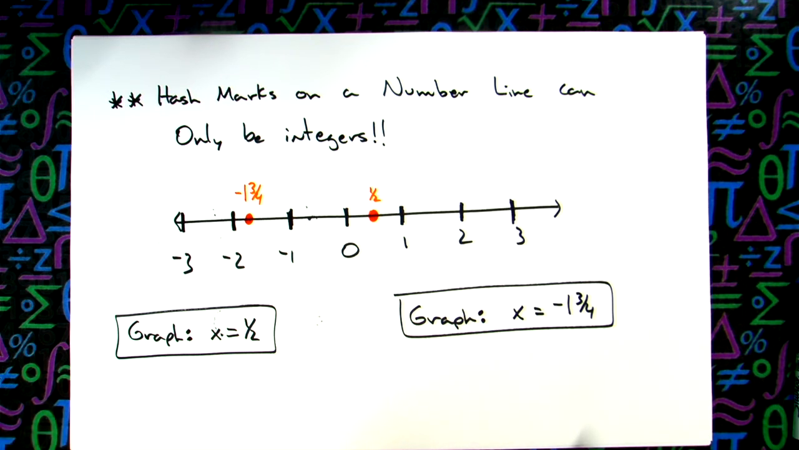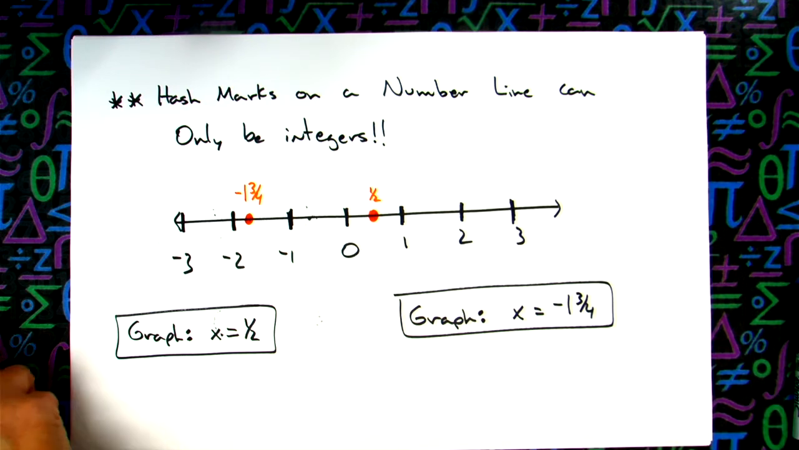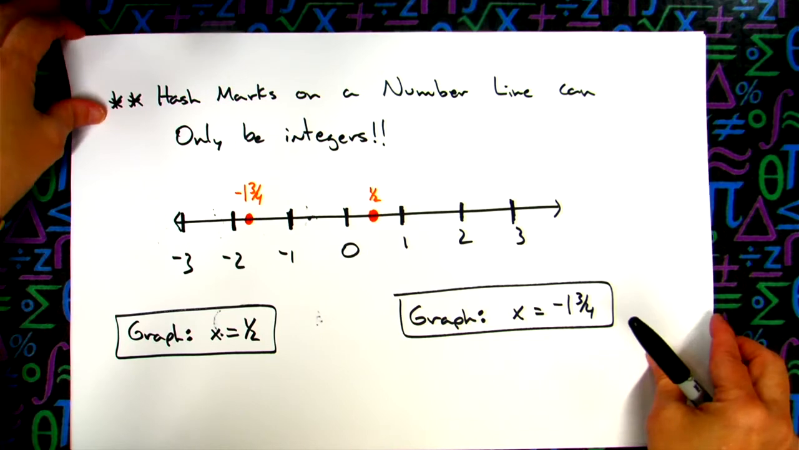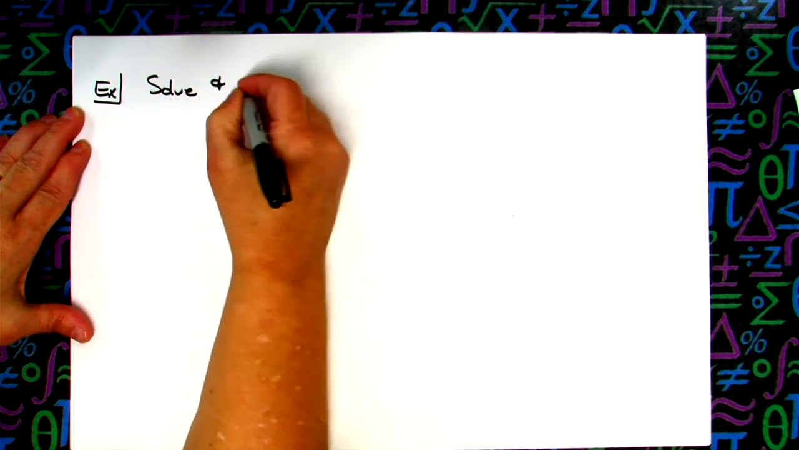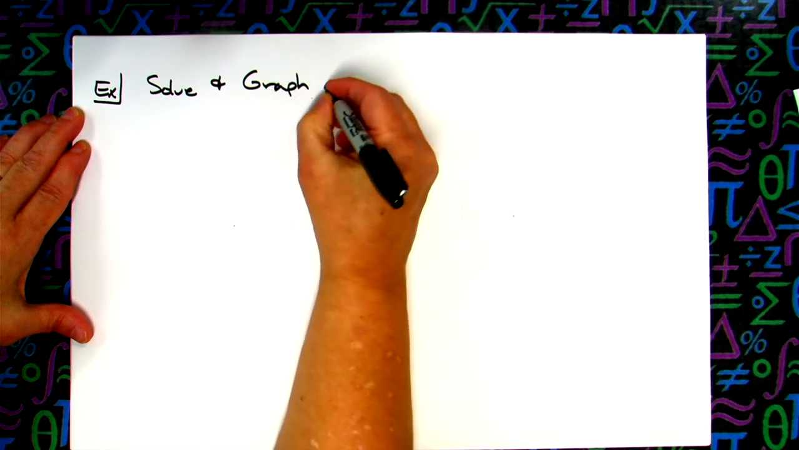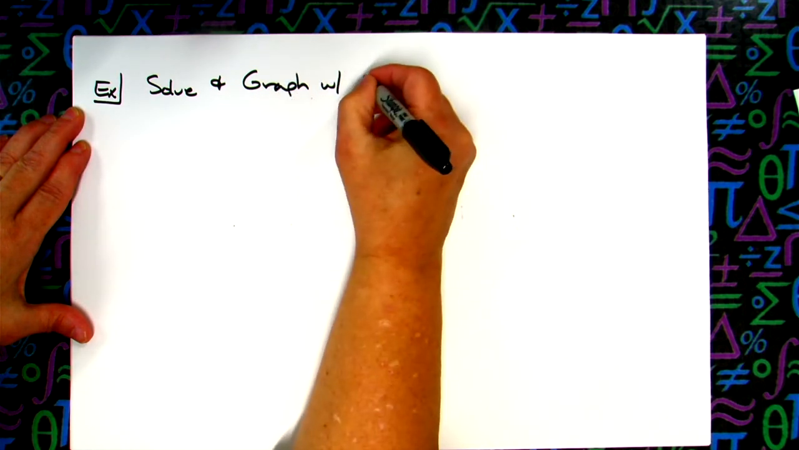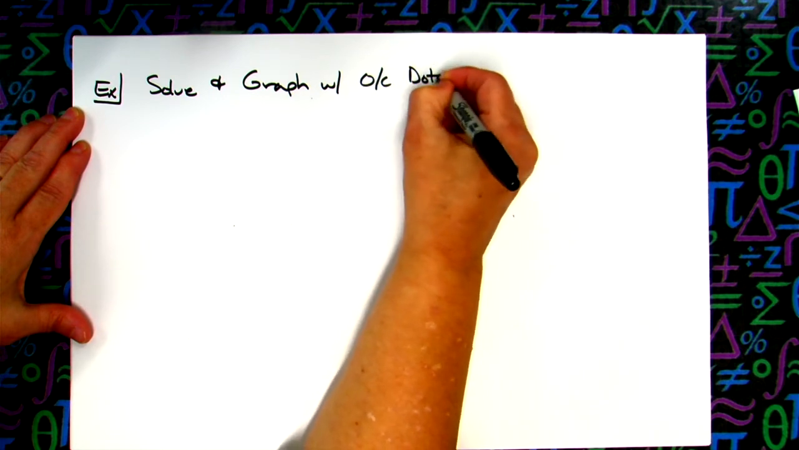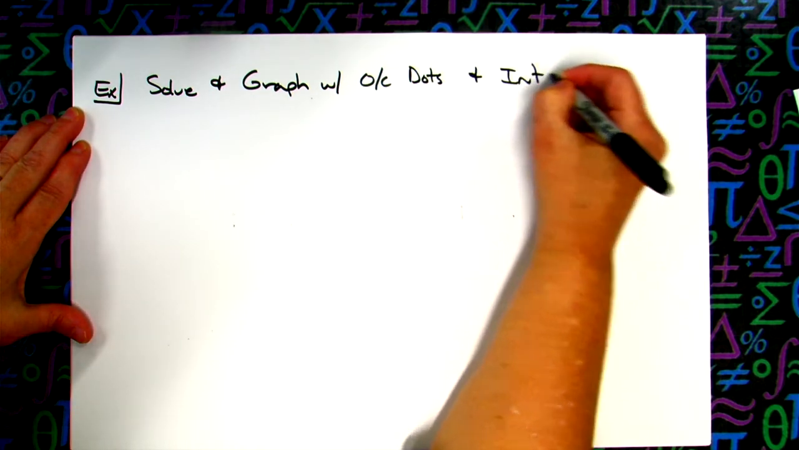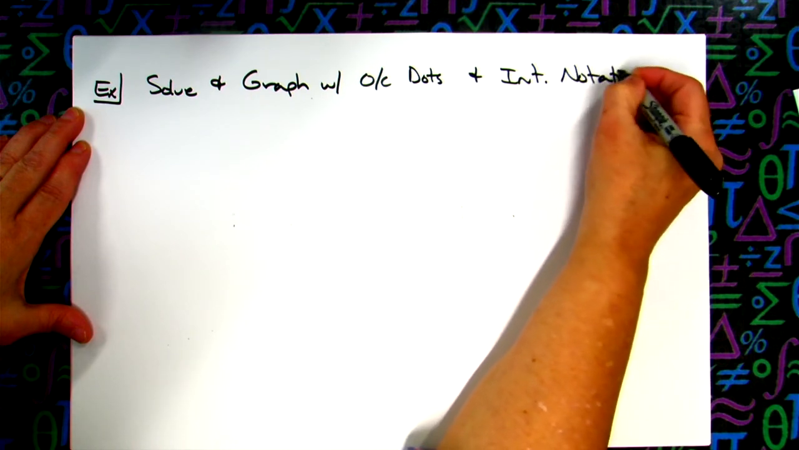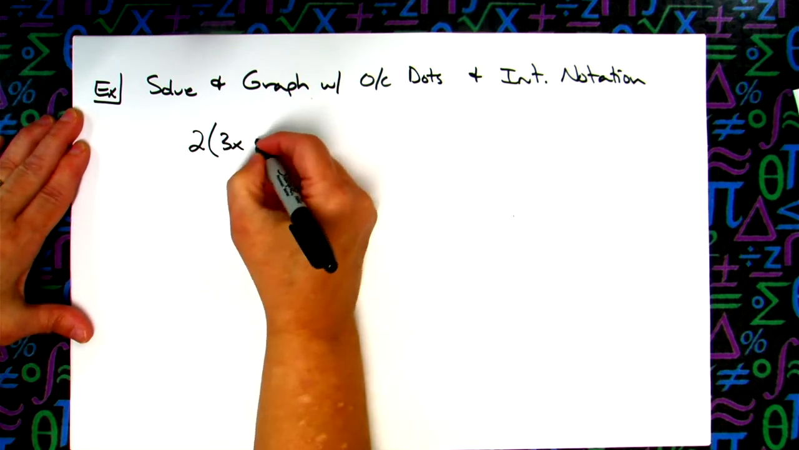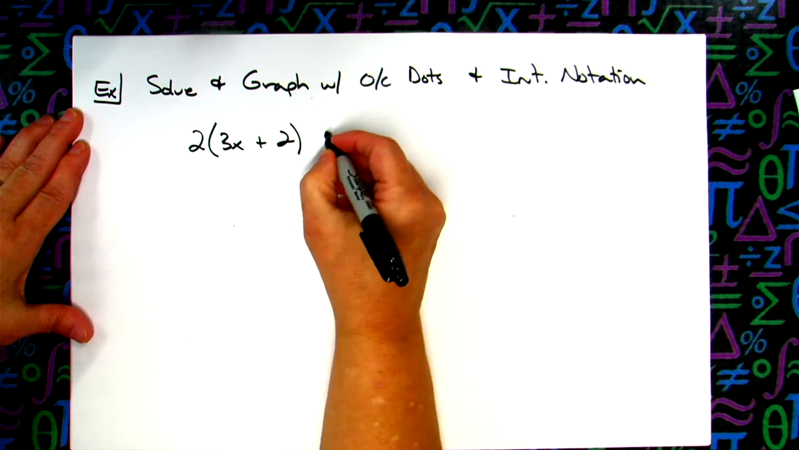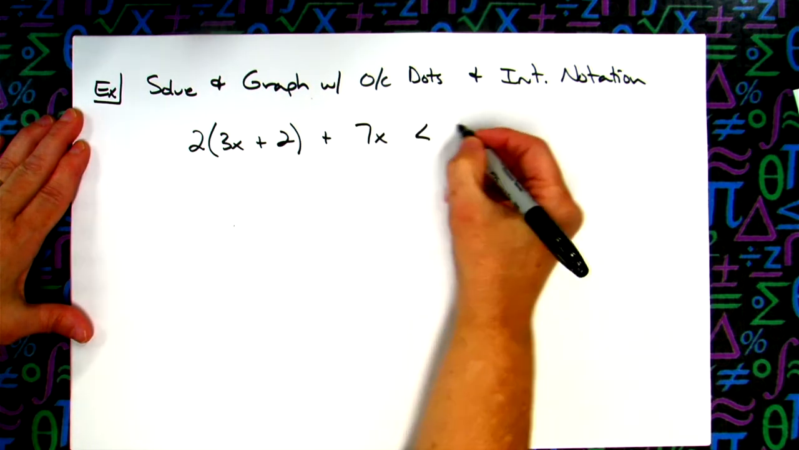Let's let you do a great big long distributive property inequality, and let's let you solve it and graph it by yourself. I'll give you a moment to do this. I want you to solve and graph. Let's graph with open and closed dots and interval notation, so I want two number lines when you do this one. All right: 2 times the quantity 3x plus 2, plus 7x is less than -10.